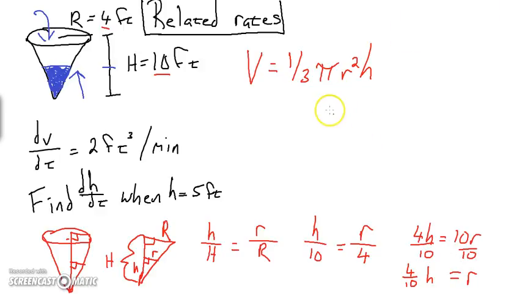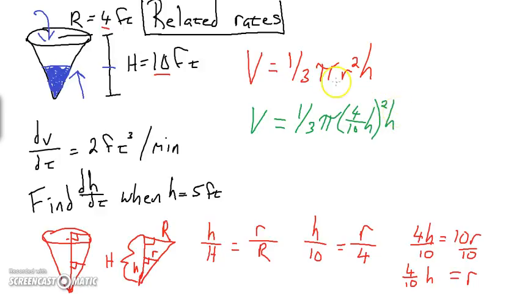Alright, now we're ready to work up the final problem. So let's do this in a different color, maybe green. And we're going to substitute the number we just did. That substitution is key to being able to do this problem well and fast. So v is equal to 1/3 pi, but now instead of r, I'm going to be using my 4/10 h, and then this whole thing is squared and then times h, right?